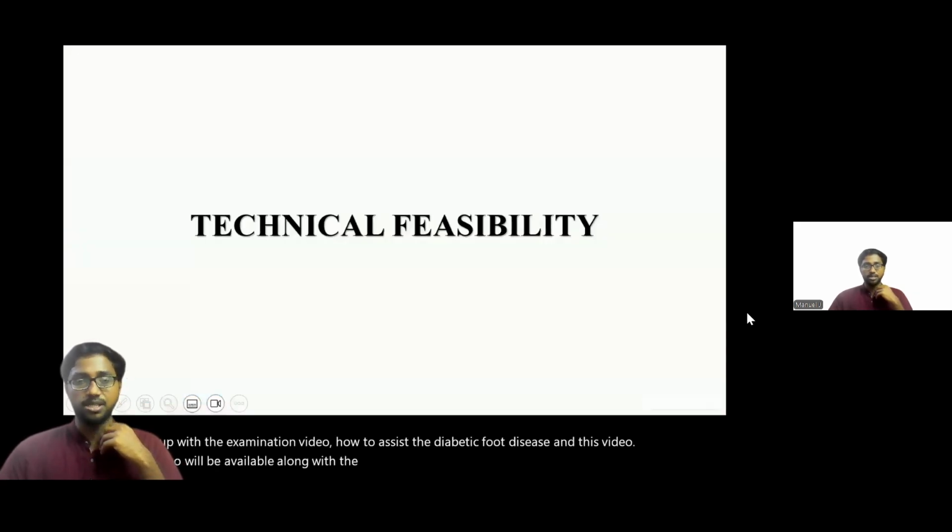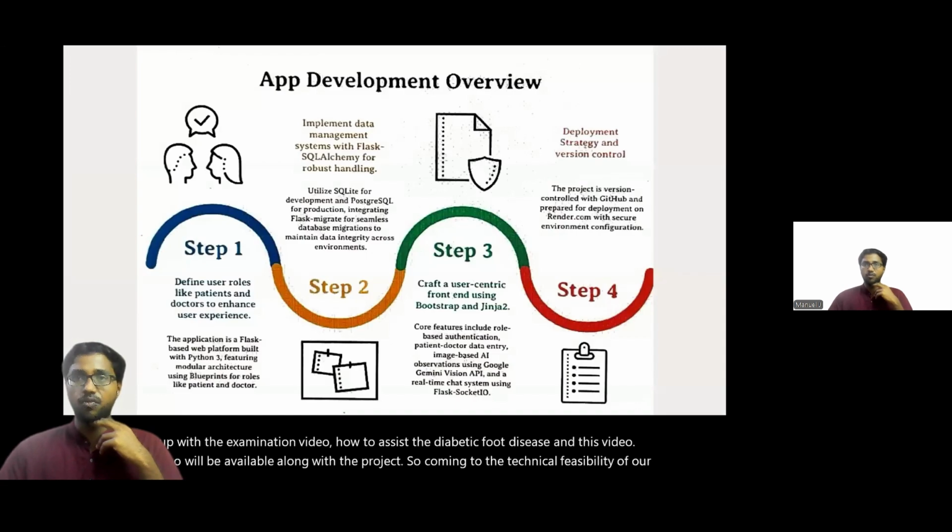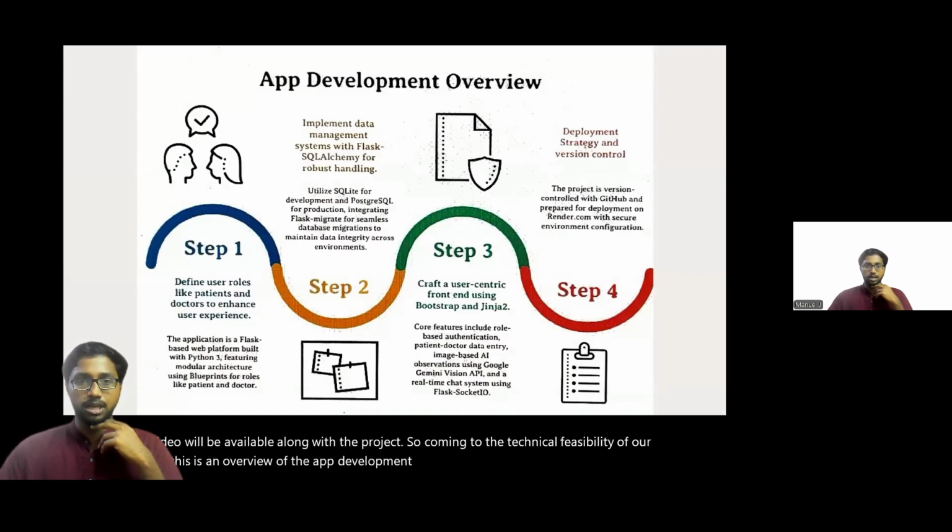So, coming to the technical feasibility of our project, this is an overview of the app development. We defined proper user roles, and the application, as we said earlier, is a Flask-based web platform. It was built using Python 3. The data management system was Flask SQLAlchemy, and the migrations were planned to be smoother, so we integrated Flask Migrate for that. Step 3 was to include the core features and the image-based AI diagnosis. The observations and diagnosis by AI were made using the Google Gemini Vision API, and there was also a real-time chat system implemented for the patient chat room, using Flask SocketIO. The deployment was taken care of by render.com.